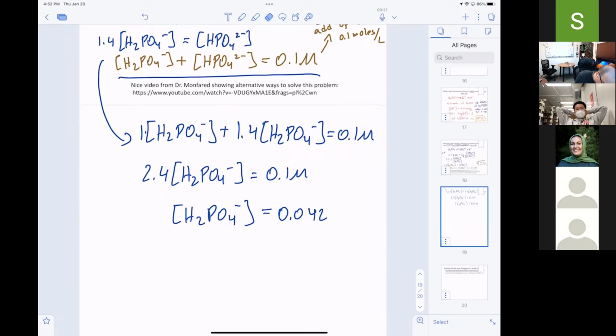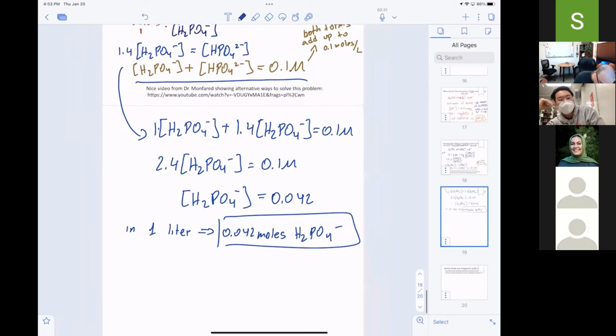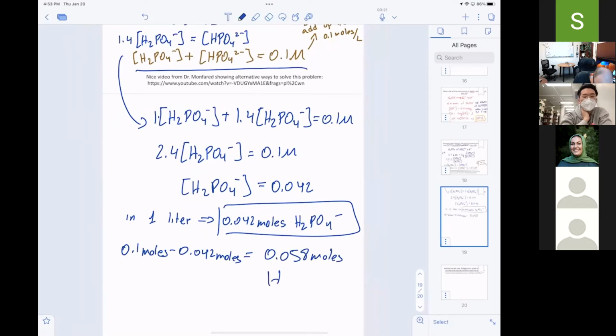So I can always say this: in one liter, 0.042 moles will be H2PO4 minus. That basically answers the first part of this question, and 0.1 moles minus 0.042 moles will give me 0.058 moles of HPO4 2 minus.